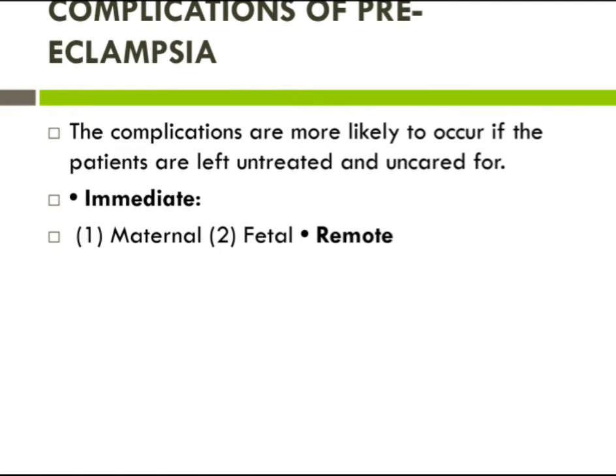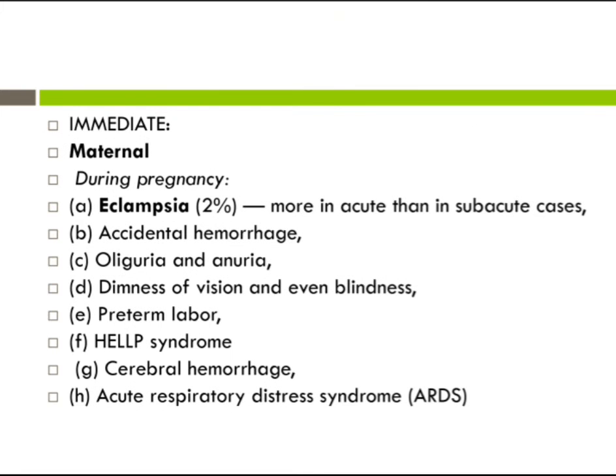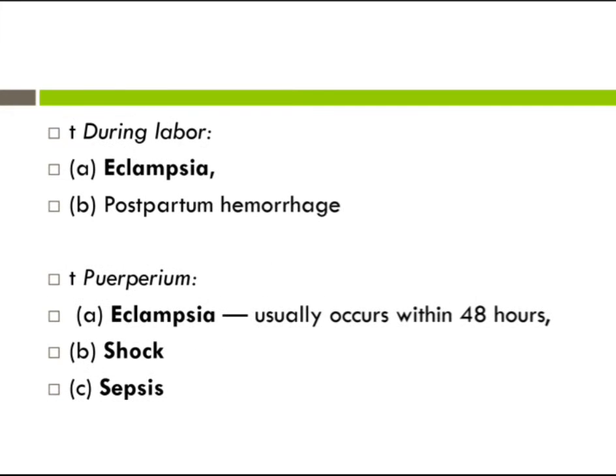Complications of preeclampsia. The complications are more likely to occur if the patient is left untreated and uncared for. So the complications are immediate, maternal, fetal, and remote. Immediate maternal complications during pregnancy: eclampsia, accidental hemorrhage, oliguria and anuria, dimness of vision and even blindness, preterm labor, HELLP syndrome, cerebral hemorrhage, acute respiratory distress syndrome.